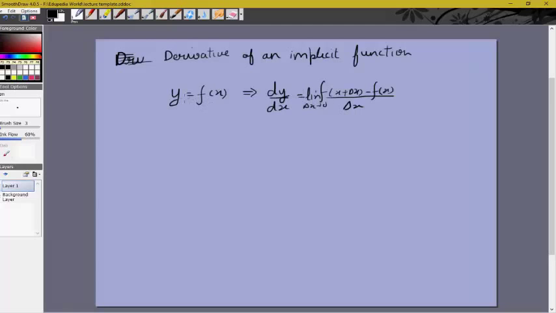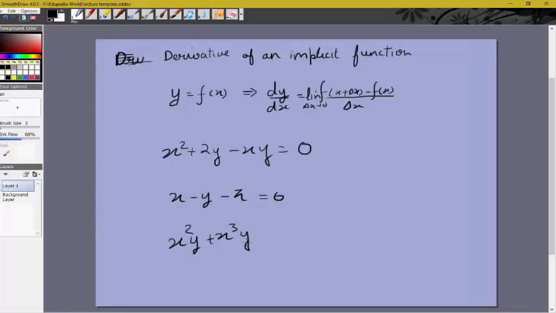But a lot of the times the function y is not given in a way that just y is on the LHS and only x is on the RHS. Sometimes we are given a function of x and y. For example, you might be given x square plus 2y minus xy is equal to 0. Or you might be given x minus y minus pi is equal to 0. Or x square y plus x cube y cube minus 3y squared x is equal to 9.